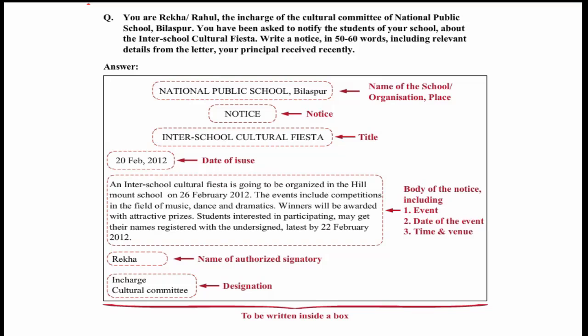You write point wise, that means event, date of the event, time or venue. Then who authorized this, somebody must be there, that means you or anybody. Then you write that, and the in charge, whatever your post is, you mention that. And remember, inside the box, this is very important. Notice is always written inside the box.